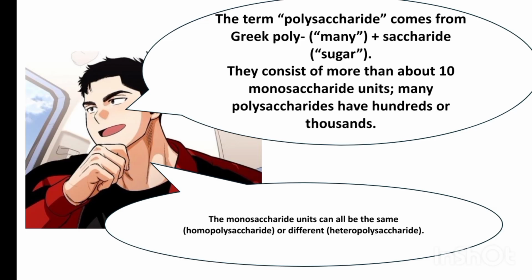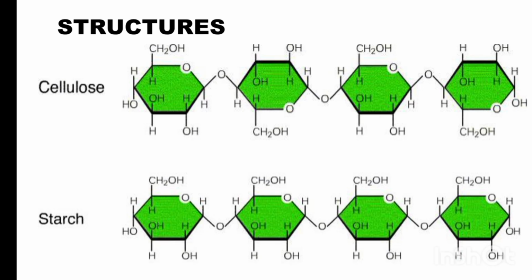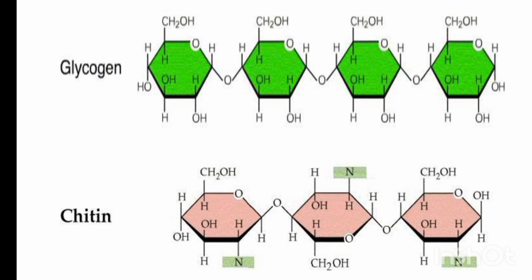The monosaccharide units can all be the same, which is called homopolysaccharide, or different, which is heteropolysaccharide. So now let's move on to the structure of some polysaccharides, which are cellulose, starch, glycogen, and chitin.